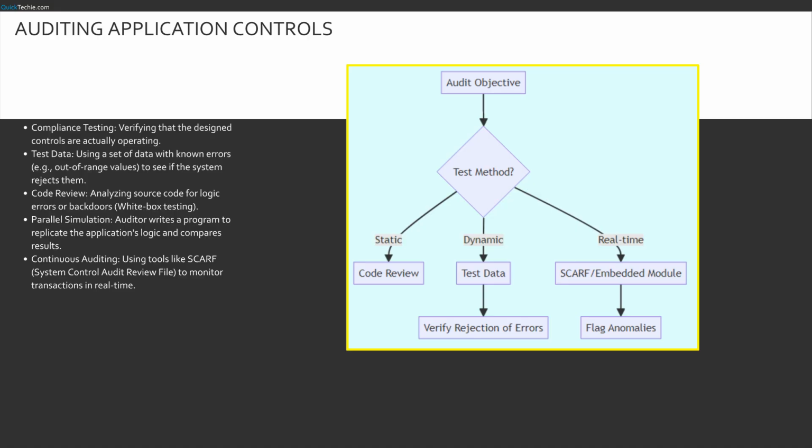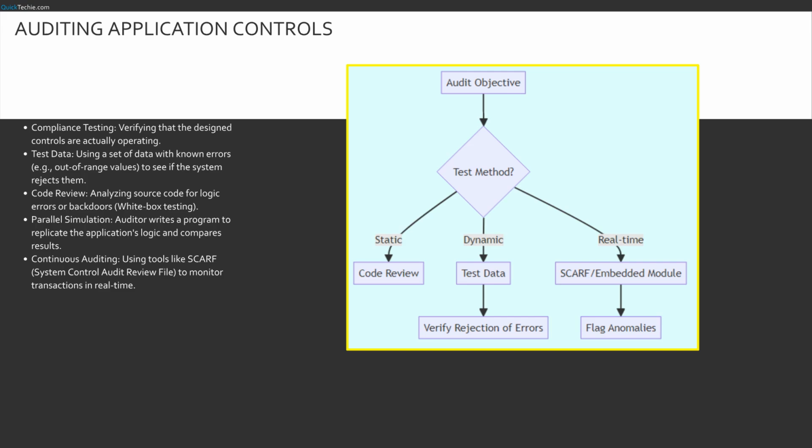How do we, as auditors, verify these controls? We perform compliance testing. We might use test data, feeding the system bad data, like a future date or invalid code, to verify it rejects it as designed. We might perform a code review or white box test to look at the actual program logic. A more advanced technique is parallel simulation, where we run the client's data through our own audit software to see if we get the same results.